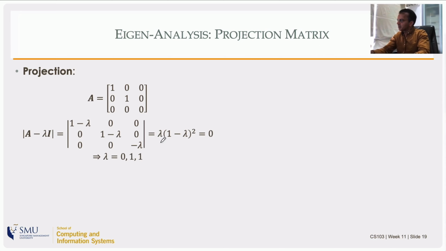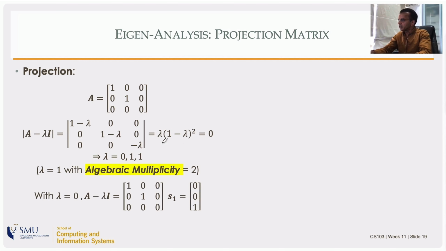Now the solutions would be lambda equal to 0 or lambda equal to 1 or lambda equal to 1. So lambda equal to 1 comes with a multiplicity of 2. And that multiplicity, because it is coming from the characteristic polynomial, is called the algebraic multiplicity. So lambda equal to 1 has an algebraic multiplicity of 2. Lambda equal to 0 has an algebraic multiplicity of 1 because it's only 1. It's not lambda square equal to 0, it's lambda equal to 0.